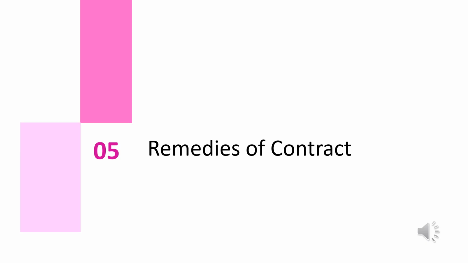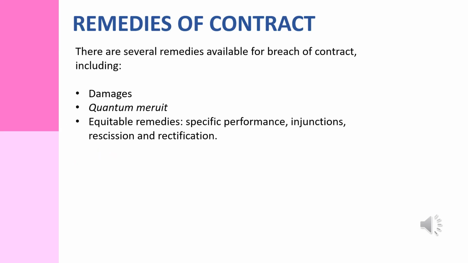Next, let's look at remedies of contract. There are several remedies available for breach of contract, including damages, quantum meruit, equitable remedies, which are specific performance, injunctions, rescission, and rectification.